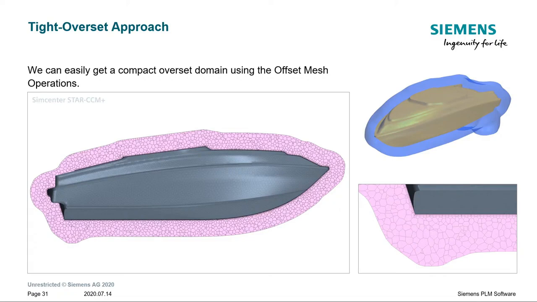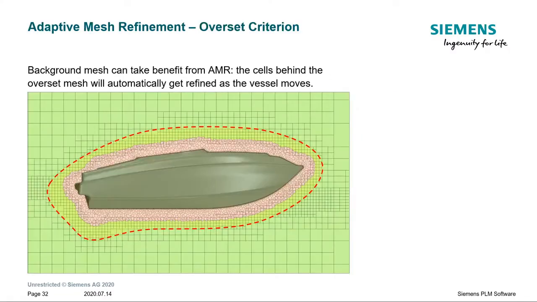And then you can define isotropic mesh there. Here I preferred to use polyhedra, but trim mesh would be fine the same. Adaptive mesh refinement can be applied to the background mesh to automatically get the proper refinement really just behind the overset object and at the overset interface.